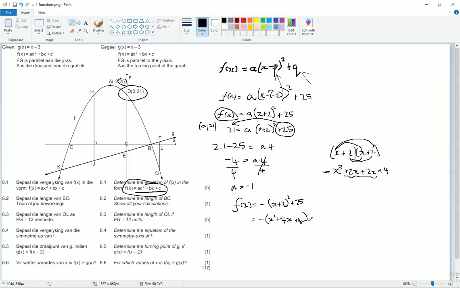Okay, and we need to add 25. So the next thing is our negative is going to multiply in. So this is going to become minus x squared minus 4x. This is going to become a minus 4, and then I'm going to add 25, so that's going to give me a plus 21, right? And that's f of x. So that's the first part of the question.